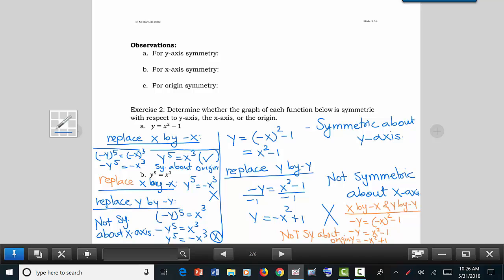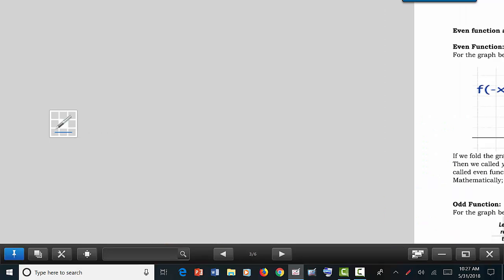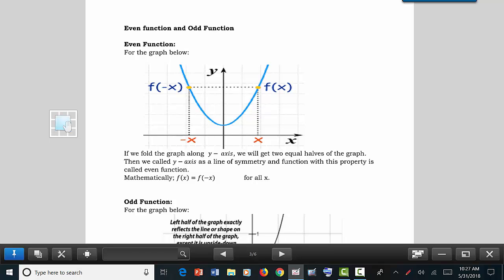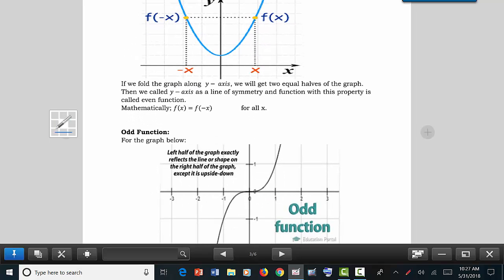So to summarize, it is basically replacing x by negative x, y by negative y, and both x by negative x and y by negative y at the same time, and seeing whether we end up with the same equation or not. That is the mathematical idea to see whether the graph of the function is symmetric about the x-axis, y-axis, or origin.